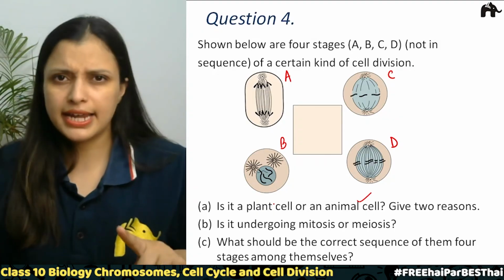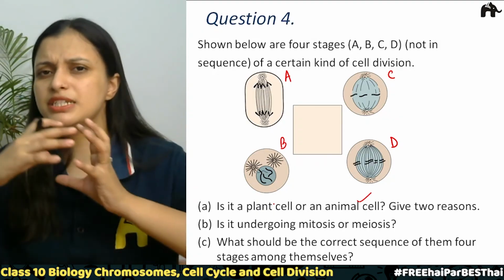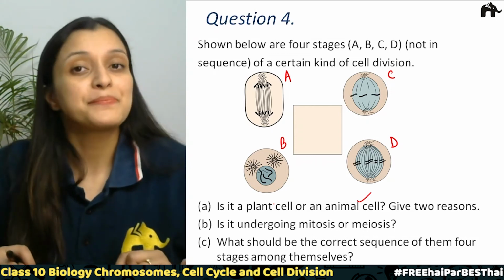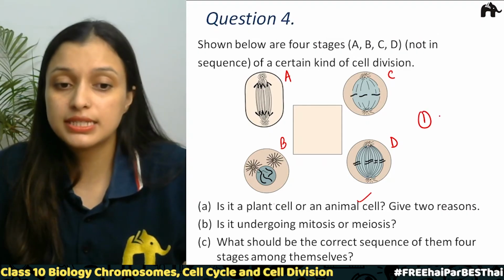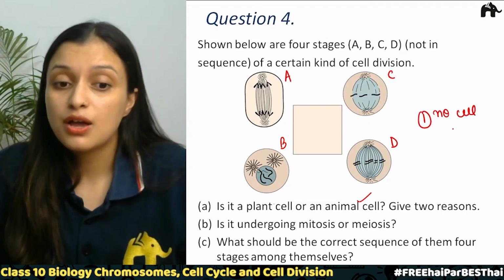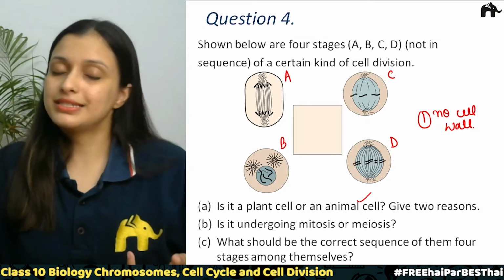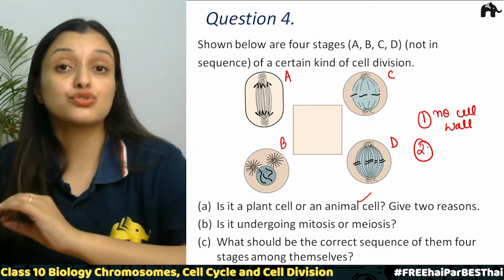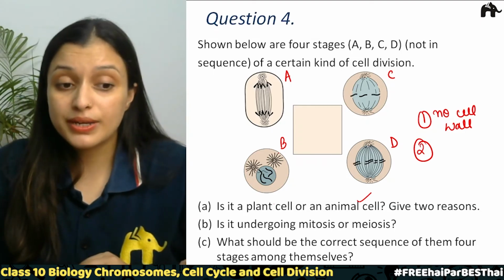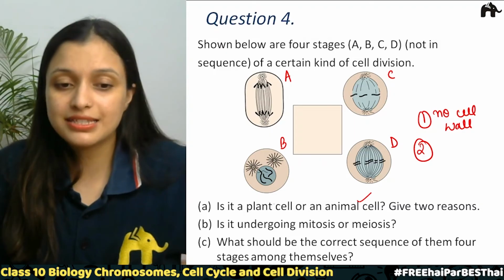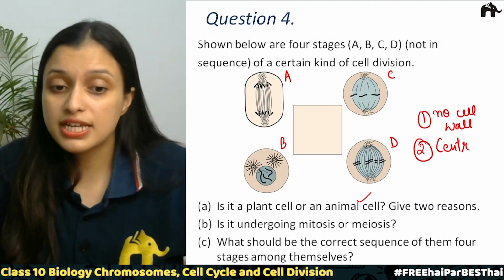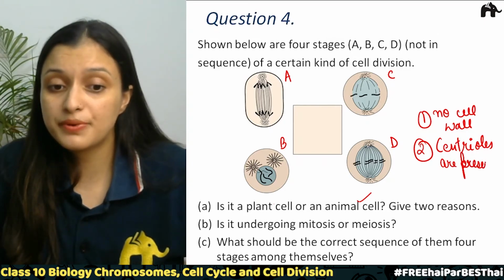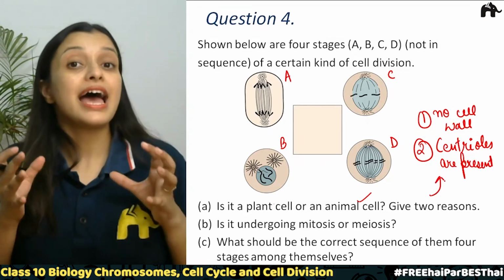There is an extra covering, right? When we were studying animal cell division and plant cell division in parallel, we were drawing one extra layer around the cell in case of plant cells. So first, no cell wall is present. This means this is an animal cell. And second, there is no centrosome in case of plant cells, but here you can see these star-like structures. What are these? These are centrioles, right? Since centrioles are present, this means this is an animal cell.